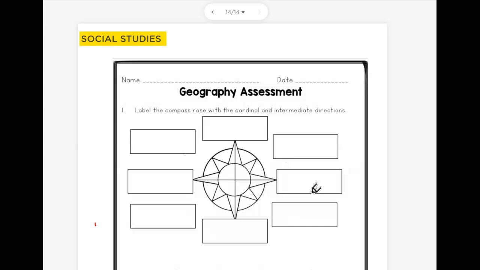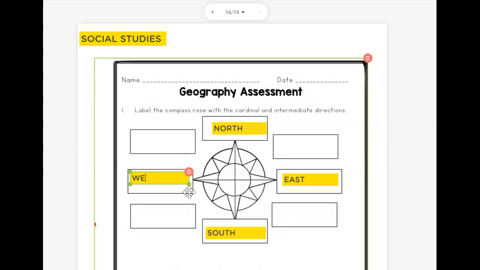So first, let's label the cardinal directions. At the top, we have north. Remember our acronym that we use to remember our cardinal directions: Never Eat Sour Worms. So N, E is for east. As I'm writing these down, please make sure that you are following along. Never Eat Sour, S for south. Worms is for west, W, west. Those are our cardinal directions: north, east, south, and west.